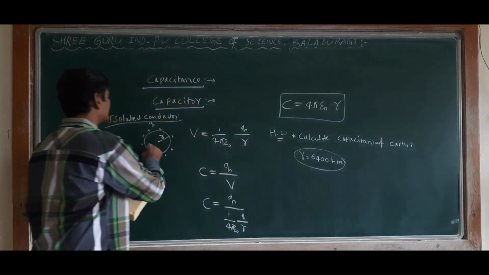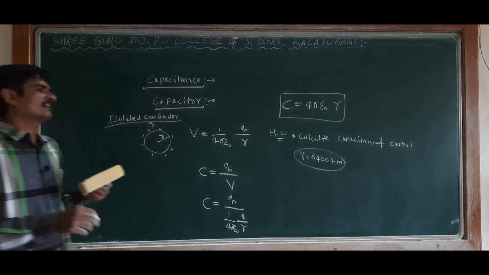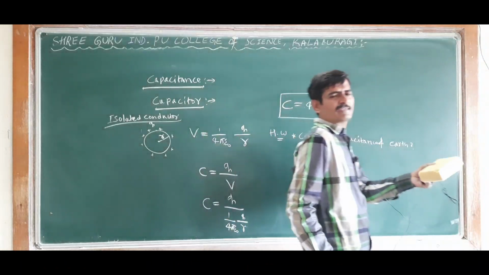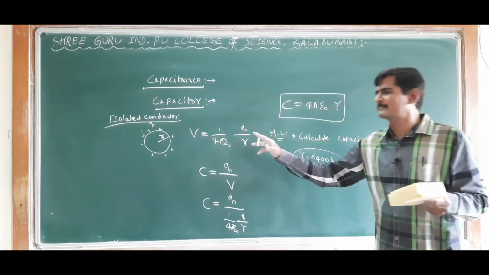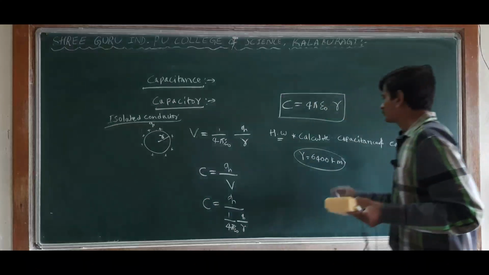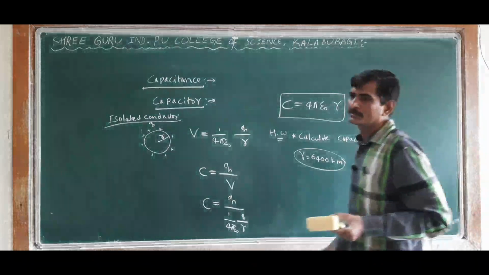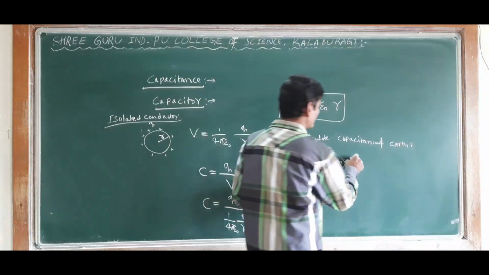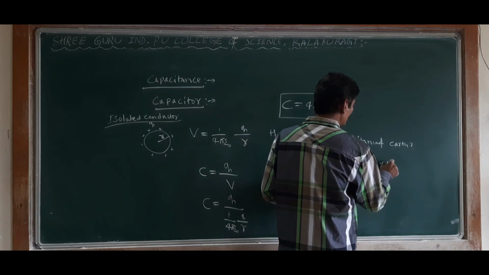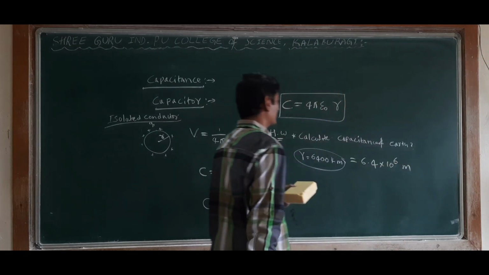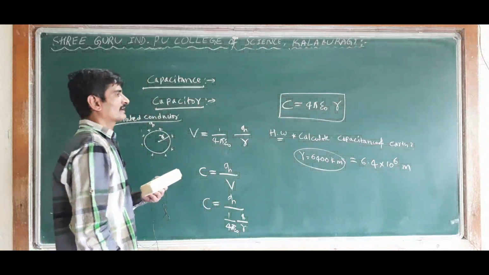Earth is an isolated sphere. Let us consider it an isolated, separate, conducting sphere. So for the capacitance of the earth, the radius of the earth is 6,400 kilometer, which you can write as 6.4 into 10 to the power 6 meters. So you do the calculation.